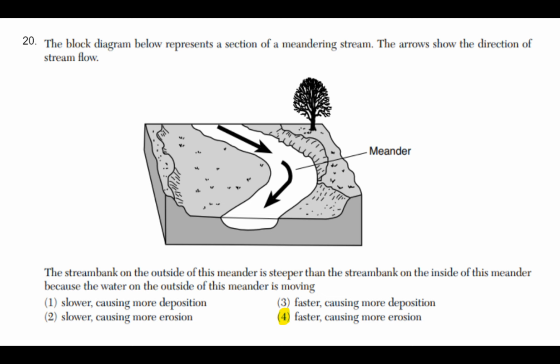20. The block diagram below represents a section of a meandering stream. The arrows show the direction of stream flow. The stream bank on the outside of this meander is steeper than the stream bank on the inside of this meander because the water on the outside of this meander is moving. The answer is 4, faster, causing more erosion.